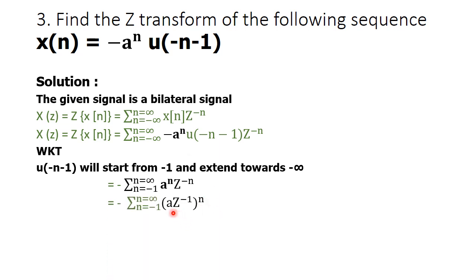Now we have to take a z power minus 1 and take n common out of this. Now the limit is from minus 1 to minus infinity. If we want to change the limit from 1 to infinity, we have to reverse the value of n, which means wherever we have n, when we substitute minus n, the limit has to be changed from minus to plus infinity. So this minus can be taken inside. So I will be getting a power minus 1 z, that is z by a. So what we got is z by a the whole power n.